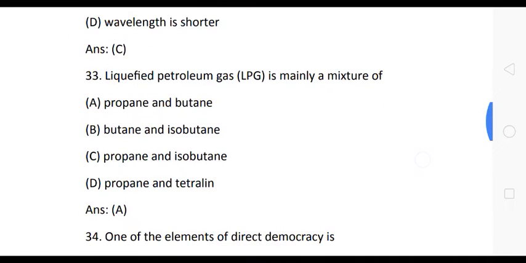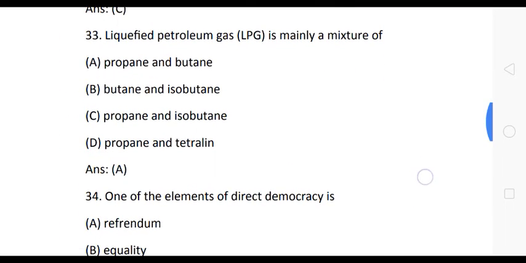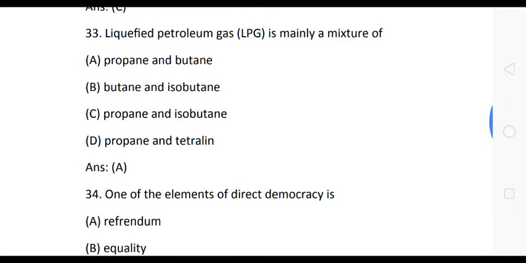The next question is, very important question, liquefied petroleum gas, LPG, is mainly a mixture of, options are A, propane and butane, B, butane and isobutane, C, propane and isobutane, D, propane and tetralene. The correct answer is option A, LPG is a mixture of propane and butane.